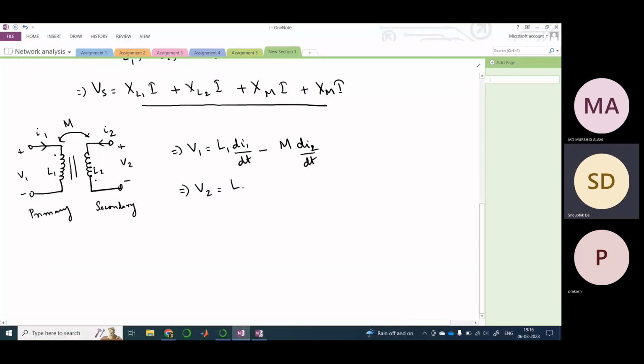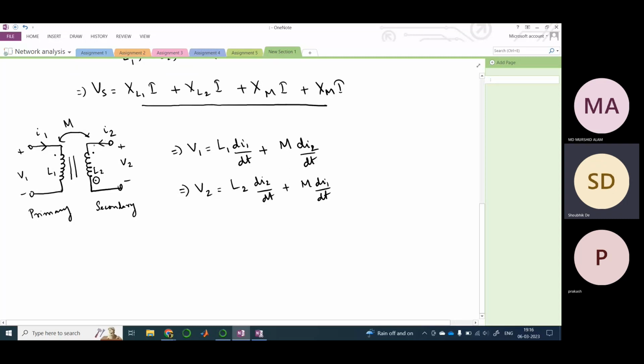Similarly, what would be V2? This would be L di2/dt minus M di1/dt. This is the simple thing here, nothing else. So if instead of here, this dot would have been here, then both of these terms would have been plus. Okay, nothing else. Because why?